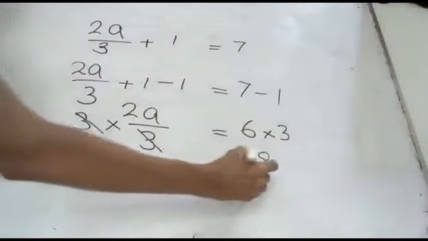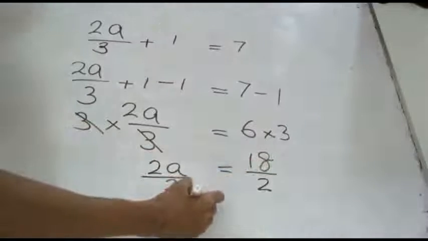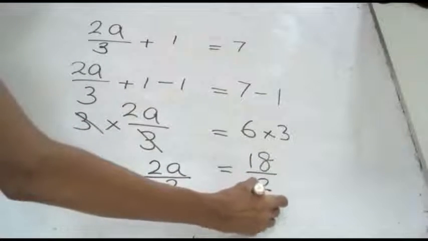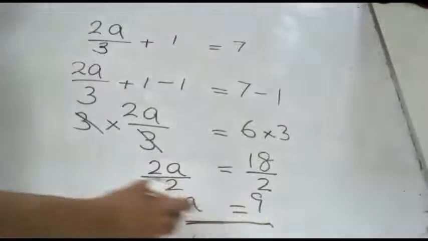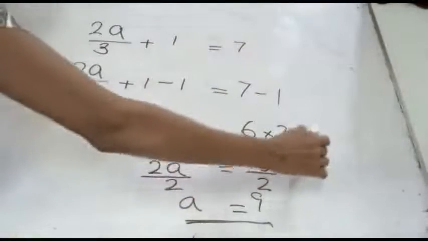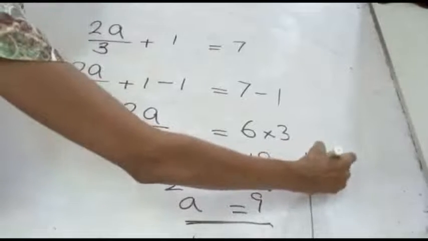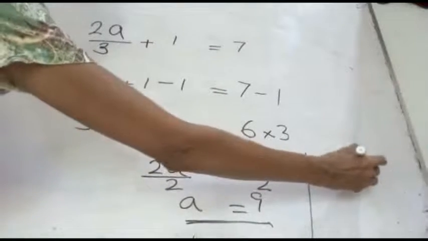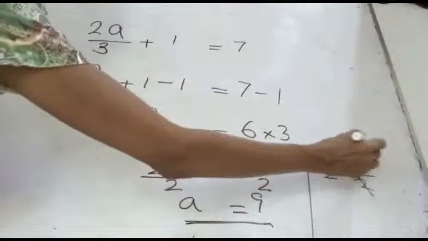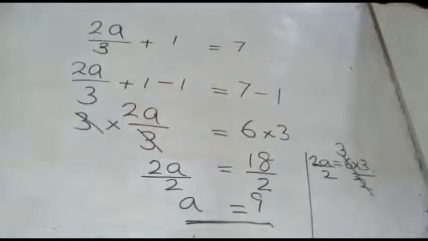Both sides divide by 2. a is equal to 9. Or quickly we can find the answer: 2a equals 6 times 3. Both sides divide by 2. 3 times 3 is equal to 9.